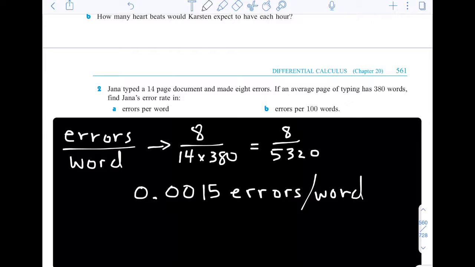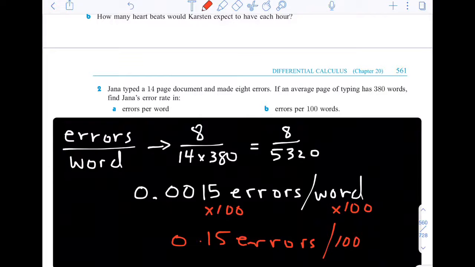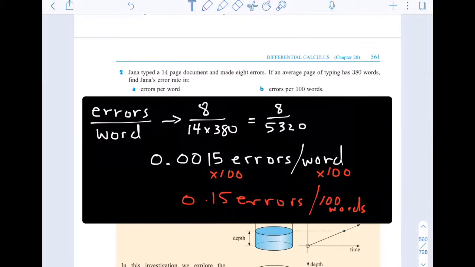So very low rate. But then the next question says errors per 100 words. Well, if I know my rate for one word, I'm going to take this and multiply by 100, because that'll give me how many errors we'd have for 100 words. So when I multiply those together, we get 0.15 errors for 100 words. And that's the second one. So really similar, all we're doing is comparing two different units, and we put it in terms of one unit. So we'll continue down.